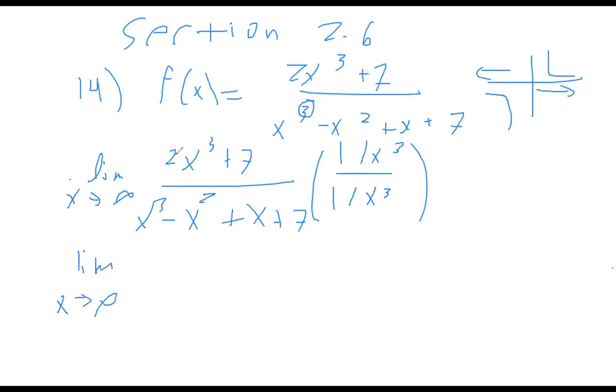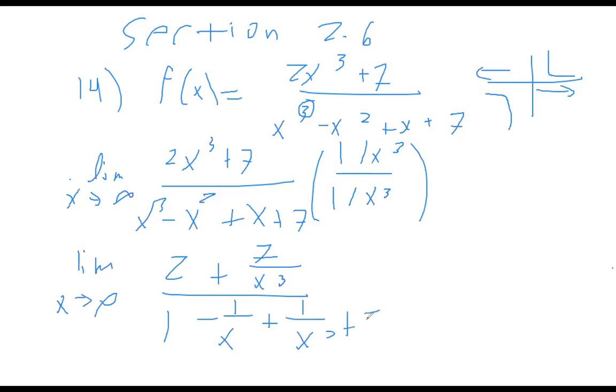So once you do that, you just have to multiply this out. You can do this mentally: 2x cubed times this is just going to be 2, and then plus 7 over x cubed, right? Because 7 divided by x cubed, and then x cubed divided by x cubed is just 1, and negative x cubed divided by x cubed is negative 1 over x, right? Then x over x cubed is plus 1 over x squared, and then plus 7 over x cubed.